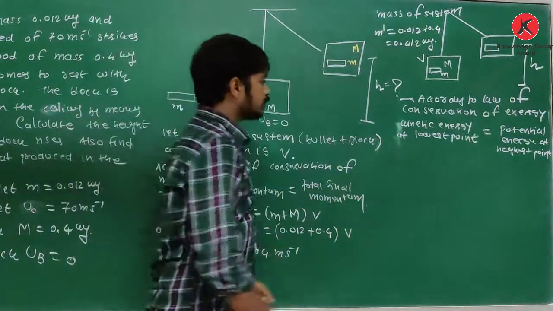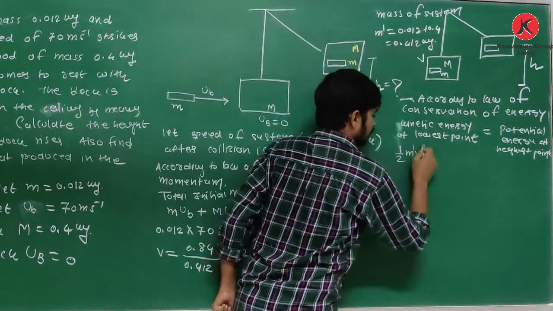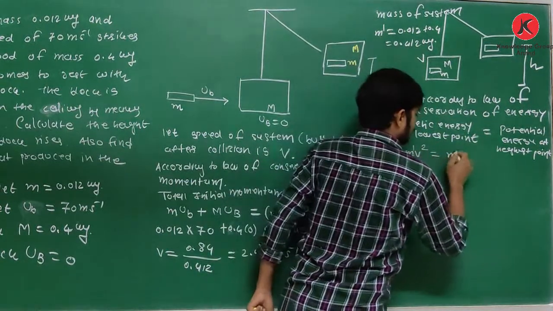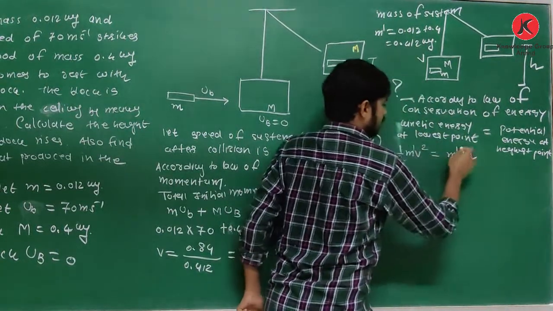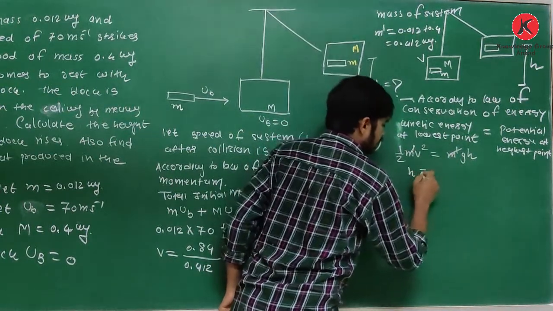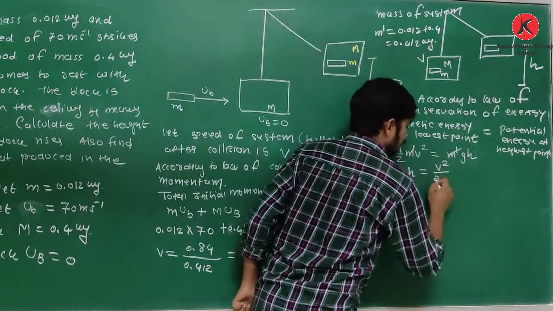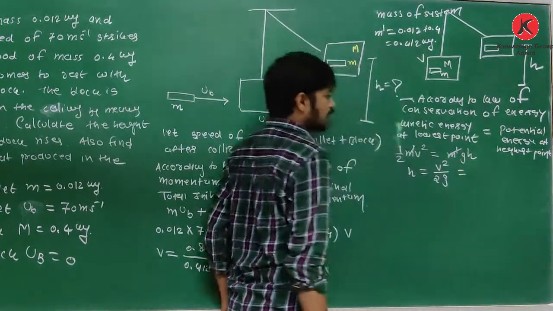So here, how to write the equation? Here it is half m dash v square equals m dash gh. You have to find h. So h is equal to v square upon 2g.